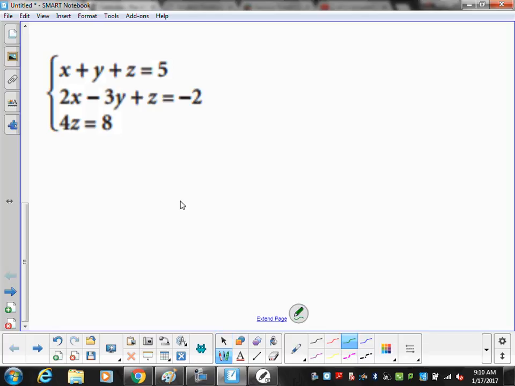So we got 3 equations with 3 variables we got to figure out. First I'm going to solve for the easiest term. That third equation is definitely the easiest variable to solve for because there's no other variable in there, so I can go ahead and get that value of z. 2z equals 2, so z equals 1.